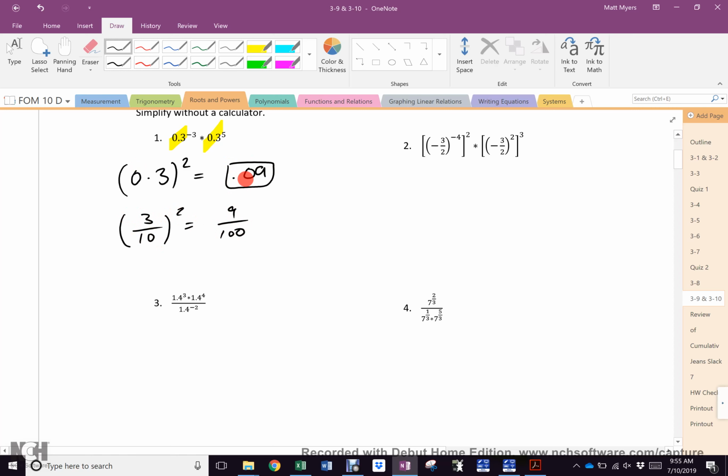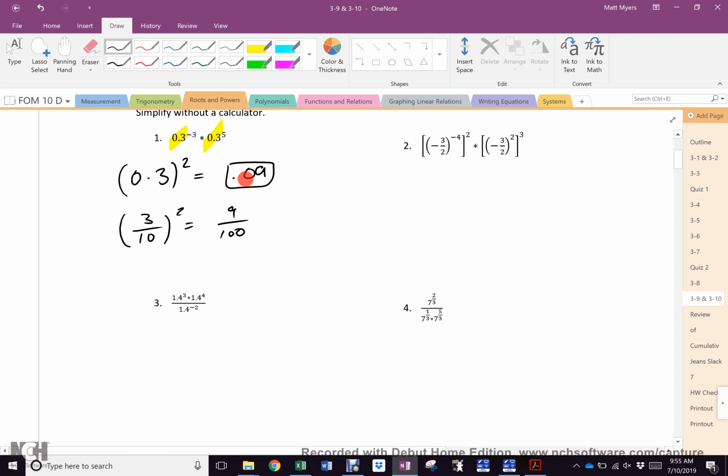What does a negative exponent do to a base? It flips it over. So this becomes -2/3 to the +2. What is -2 squared? 4. 3 squared? 9. Right? It's just the exponent laws.